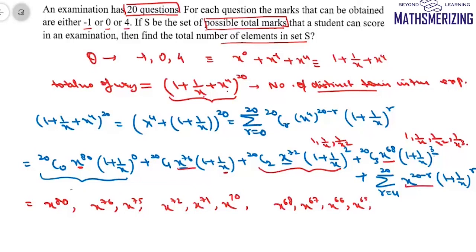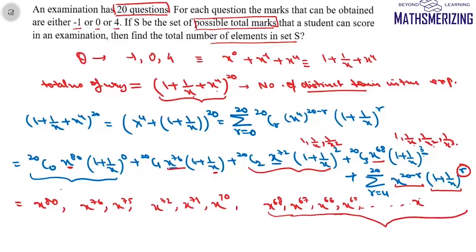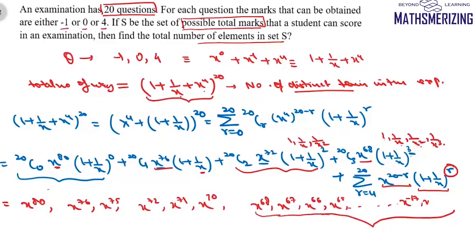65. And hereafter we know that this r is greater than or equal to 4, so it will contain these 4 consecutive terms: x to the power 0, x to the power 1, x to the power 2, x to the power 3. So from here we'll get all the consecutive powers of x. Starting from 68, we'll get all the consecutive powers of x up to this 1 plus 1 upon x to the power 20, and there I'll get x to the power minus 17, x to the power minus 18, x to the power minus 19, and x to the power minus 20.